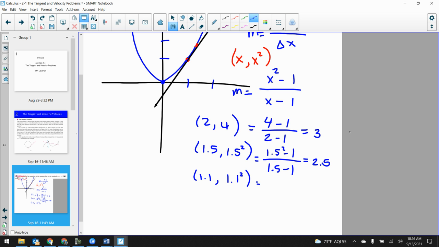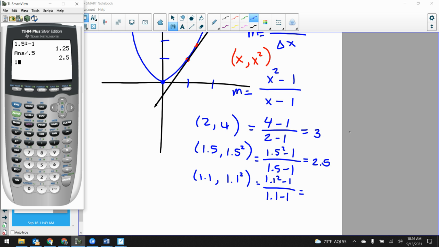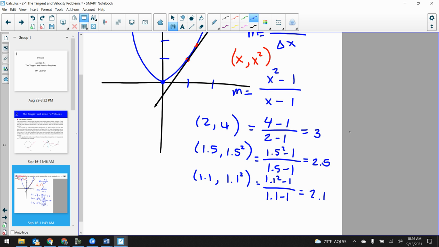Okay, well, that would be 1.1 squared minus 1 over 1.1 minus 1. 1.1 squared minus 1 divided by 1.1 minus 1 is 0.1. 2.1. The slope would be 2.1.